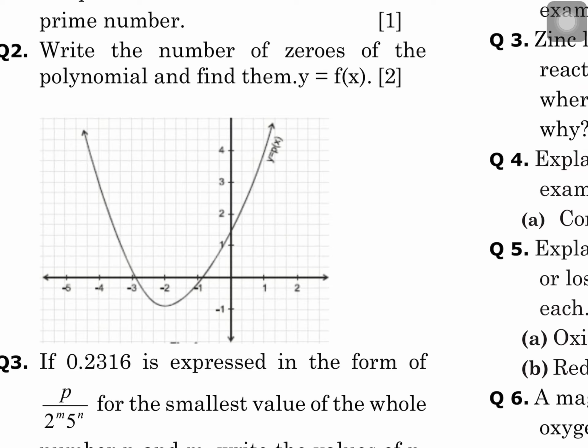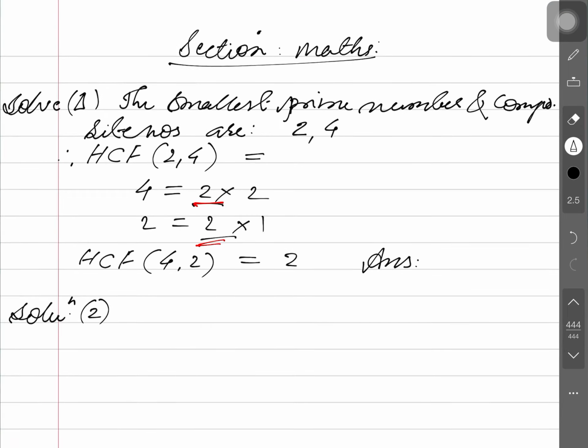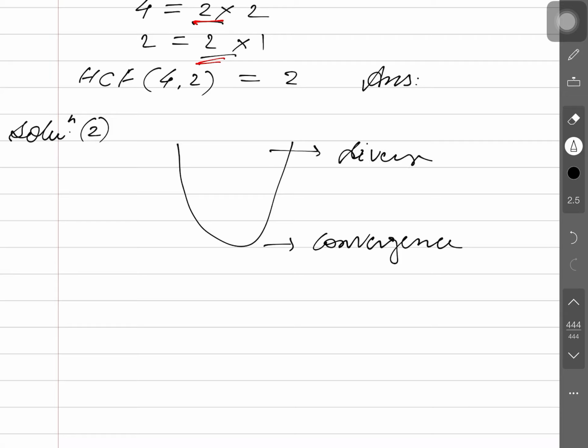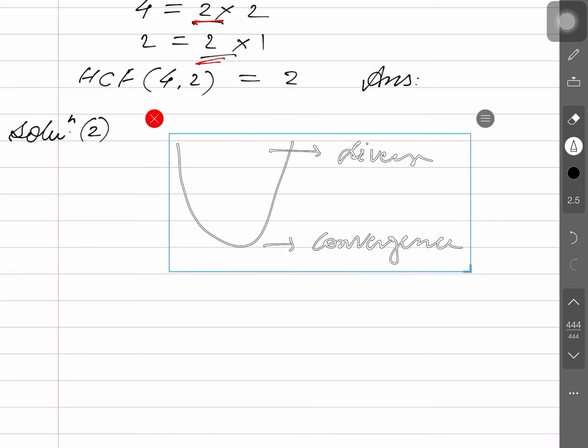When one opening of the graph is converging and the other is diverging, what is the meaning of converging and diverging? I am telling you the meaning of convergence and divergence. This is called convergence. Is that clear? And this is called divergence. So what concept is being asked here? Its degree is what here?